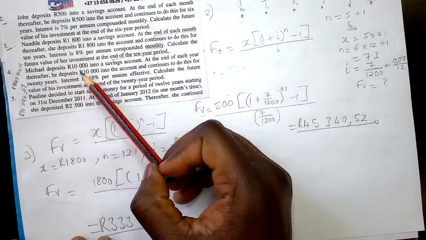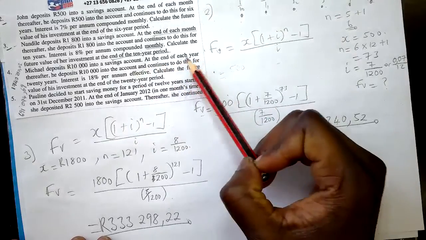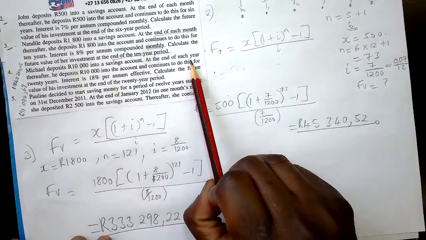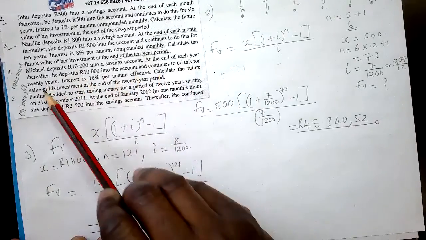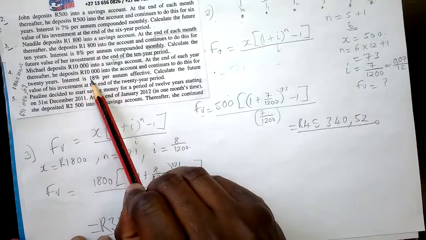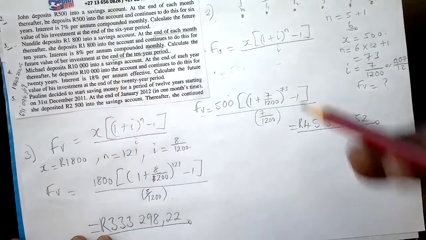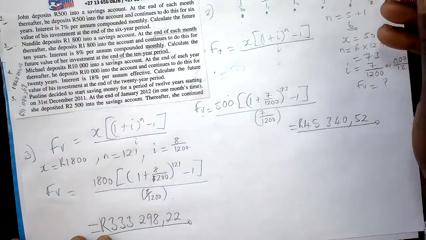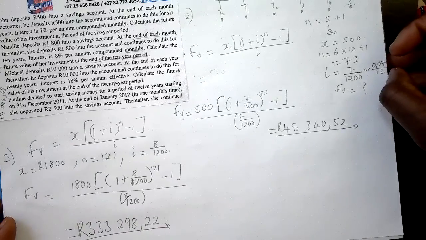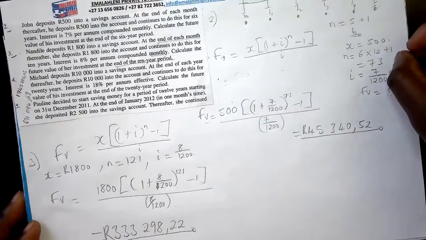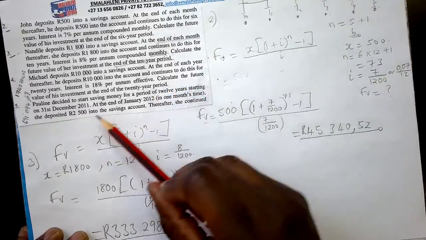Michael deposits 10,000 into a savings account at the end of each year. At the end of each year thereafter, he deposits 10,000 into the account, and he continues to do this for 20 years. Interest is 18% per annum effective. When you say per annum effective, it means that it's per year. Remember effective interest, if you still remember what we have done with effective interest and nominal. Now here, calculate the future value of the investment at the end of the 20 years.